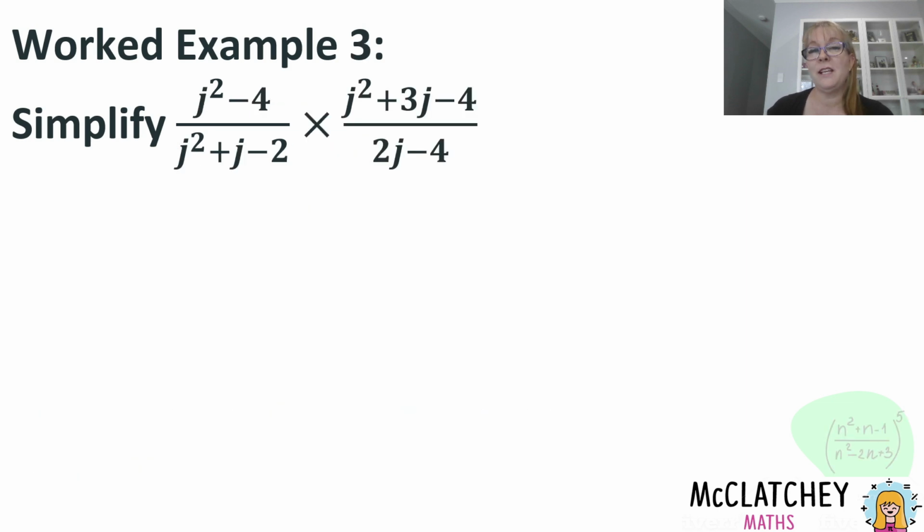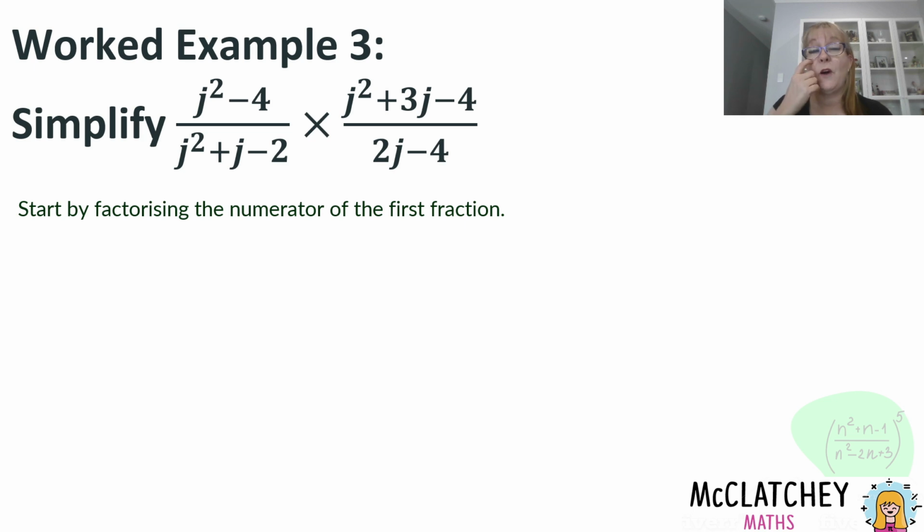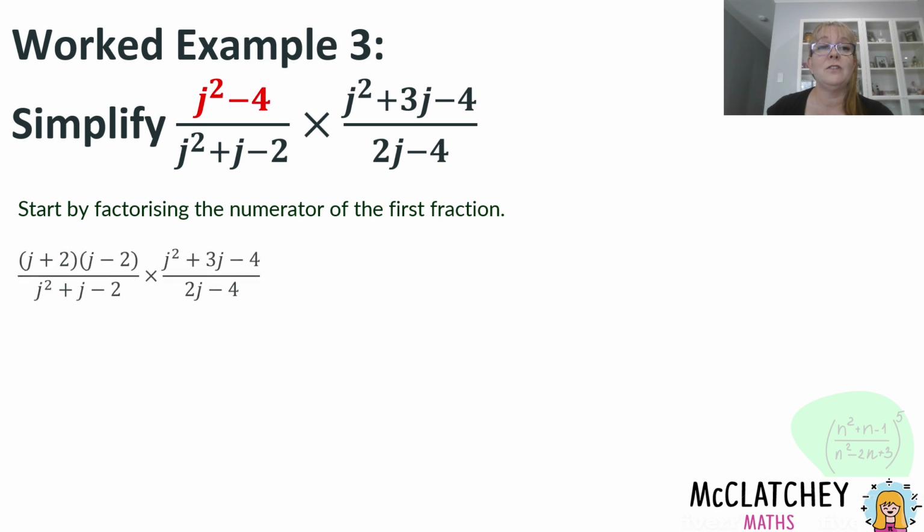Here is my third example, and now I've got fractions that I need to simplify in this direction, but also I've got multiplying in that direction as well. So let's do all our factorising first and then see where we go from there. Let's focus on that first fraction now. I've got difference of two squares there. So let's break that out into j plus 2 multiplied by j minus 2.